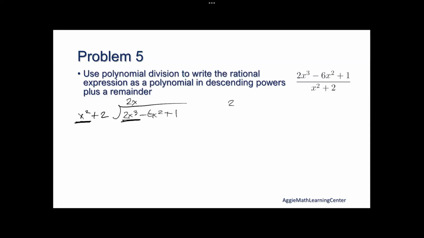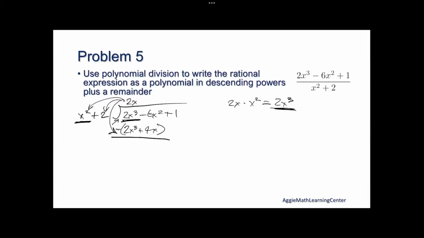Because if we multiply 2x by x squared, we get 2x cubed, which is what we are looking for inside of here. And so we then multiply the 2x cubed by both of these pieces, and we bring it down here and subtract it. So we get negative 2x cubed plus 4x. And since we have that negative that we're distributing, we're going to be subtracting that from all the pieces underneath the division.